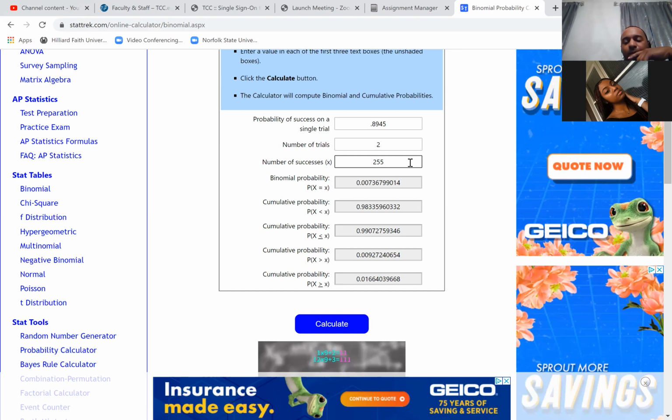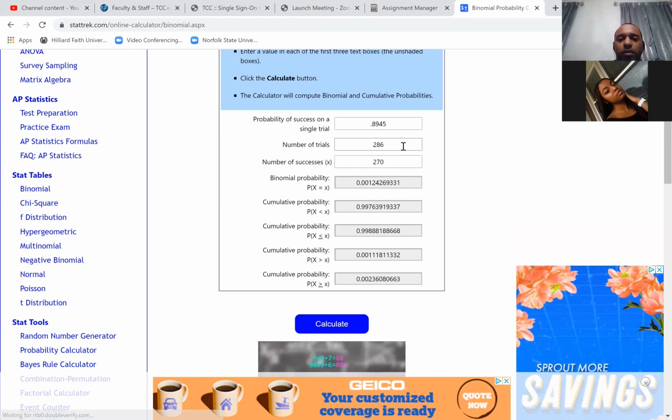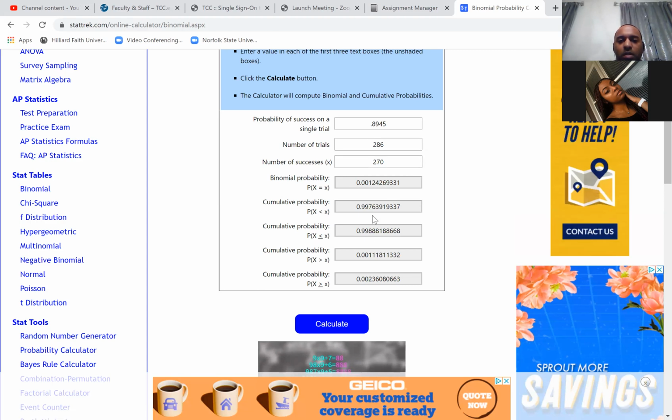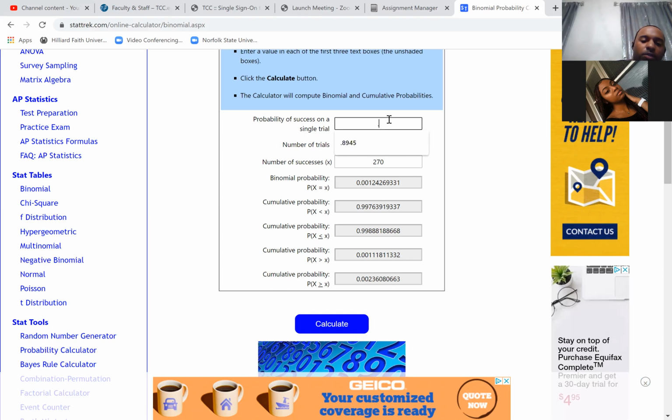Okay, so it's giving me 0.015, so I don't round up. All right, so now what's your cap? 270, and you did 286 for the number of trials and 0.9072. And so now, there's a different probability of success. Oh, right. What's your probability of success? 0.9072. Okay, that's what you were saying, that you had your probability of success.